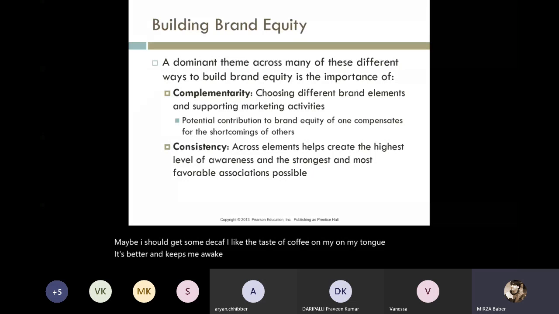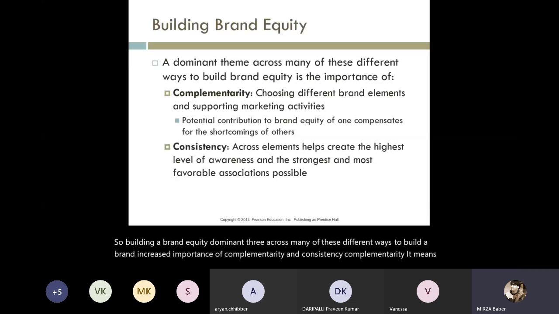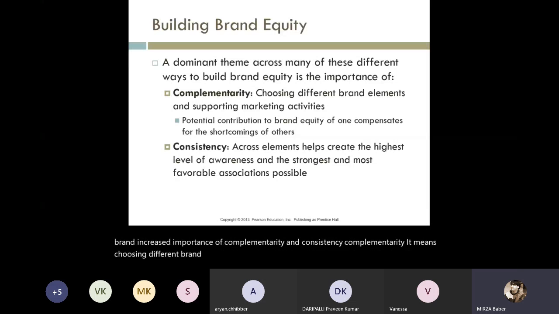So building brand equity, a dominant theme across many of these different ways to build brand equity is the importance of complementarity and consistency. Complementarity means choosing different brand elements and supporting marketing activities, so that the potential contribution to brand equity of one compensates for the shortcomings of the other.